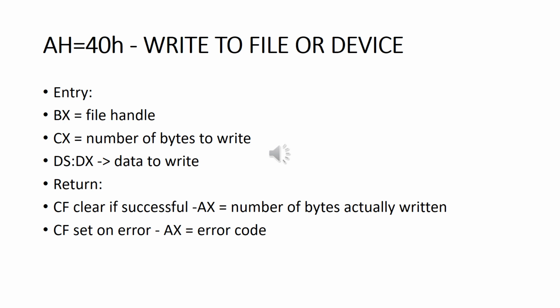The function AH is equal to 40H is used to write something to the file. Input BX register will have the file handle, CX register will be equal to the number of bytes to be written, and DX has the data to write. So once this is executed, the data present in the DX register will be written into the file, and the carry flag will be clear if successful.